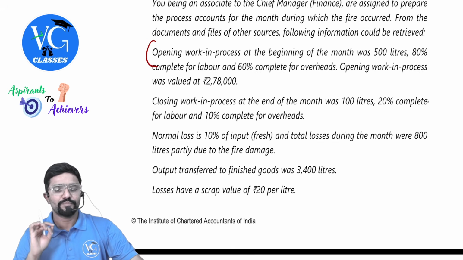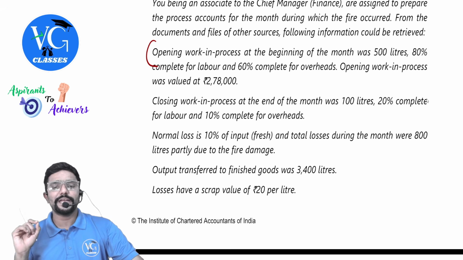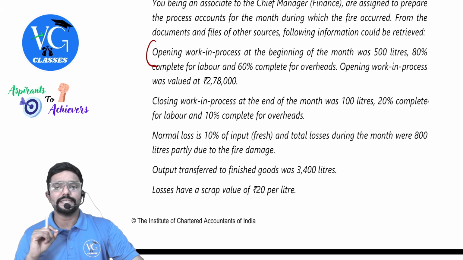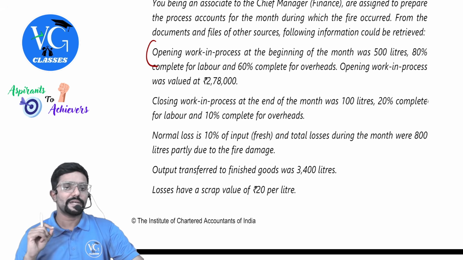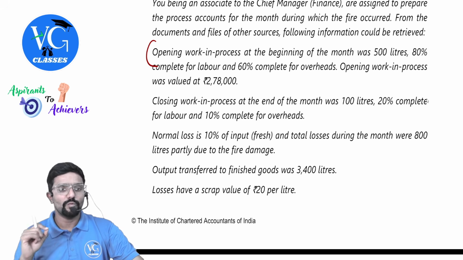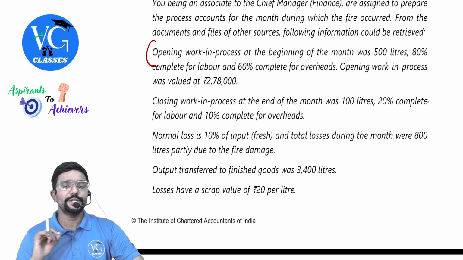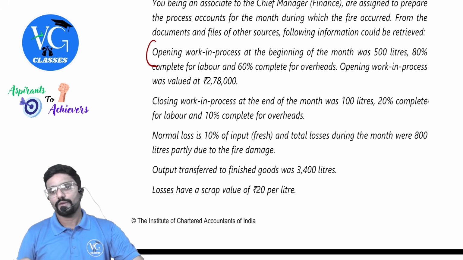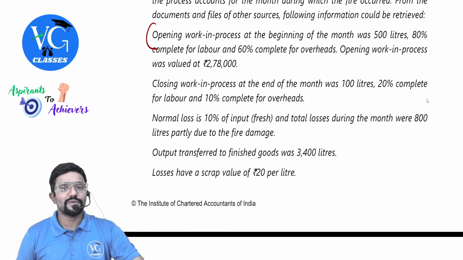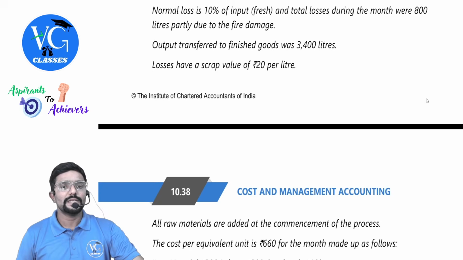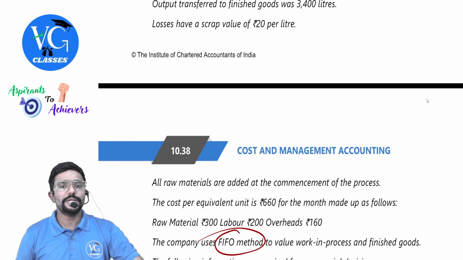Closing work in progress at the end of the month was 100 liters, 20% complete for labor and 10% complete for overheads. Normal losses 10% of the input, fresh inputs, okay? And total losses during the month were 800 liters, partly due to fire damage. Output transferred to finished goods was 3,400 liters. Losses have a scrap value of 20 rupees per liter.